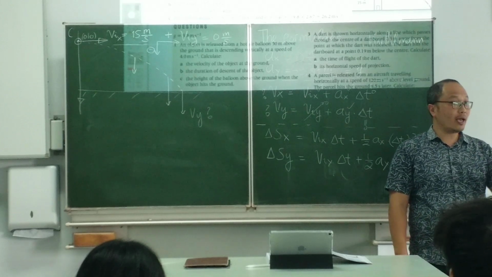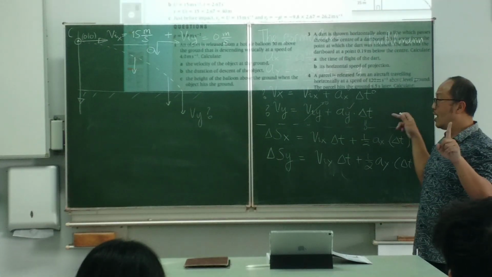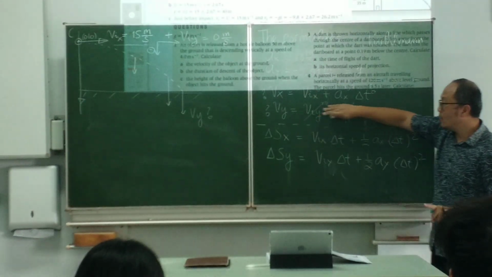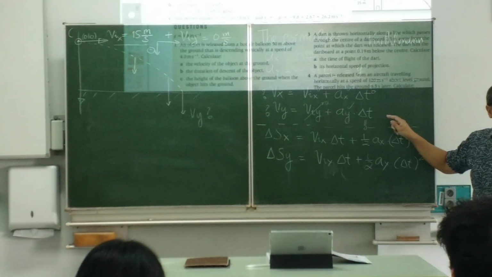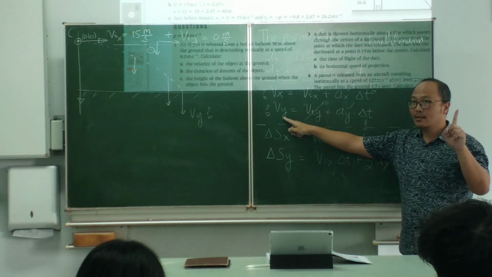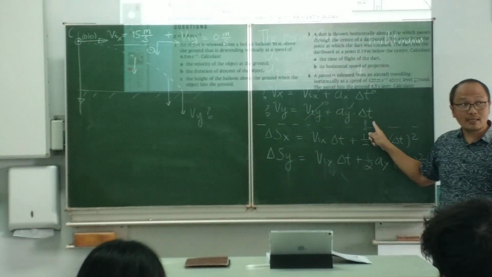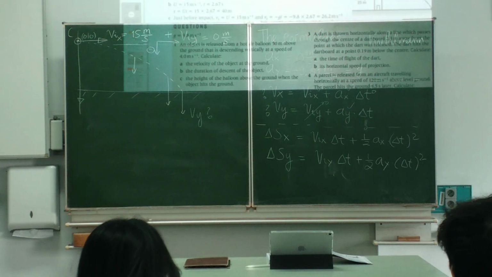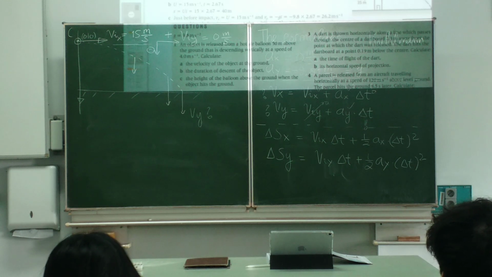Do you have two equations or one equation here? Only one equation, correct? But how many unknowns do you have? You do not know that, you want to know that. Can you solve for delta t? Cannot. How do we do that?